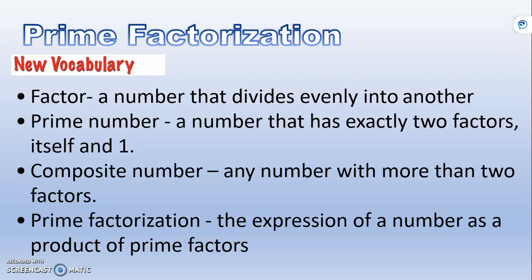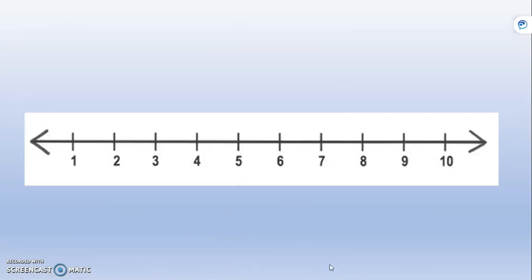Prime factorization is the expression of a number as a product of prime factors. Product is the answer to a multiplication problem. So we're going to be writing an expression as multiplication, no answer, just the expression part, prime factors. So we're going to write the numbers being multiplied that will be divided evenly, but only the prime ones.